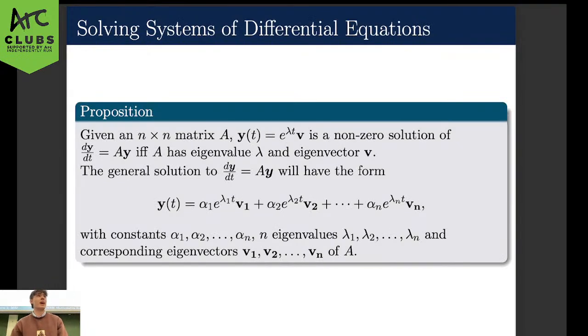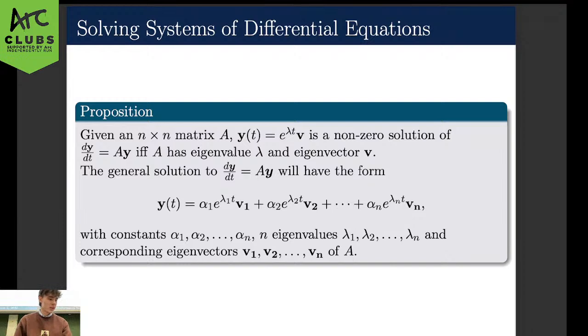So we can actually apply our knowledge of eigenvectors and eigenvalues to solve systems of differential equations. Here's a proposition. If we have an n by n matrix A and some differential equation, dy/dt equals Ay, where y is some vector function, then one solution to this will be y of t equals e to the lambda t multiplied by v, where lambda is one of the eigenvalues of our matrix A, and v is one of the corresponding eigenvectors for our matrix A.